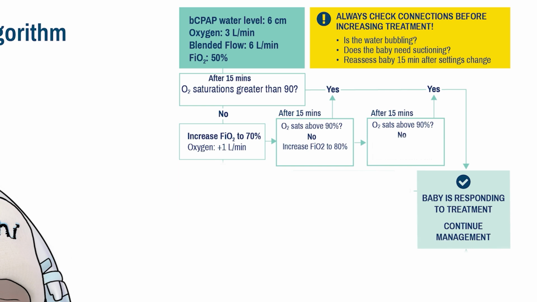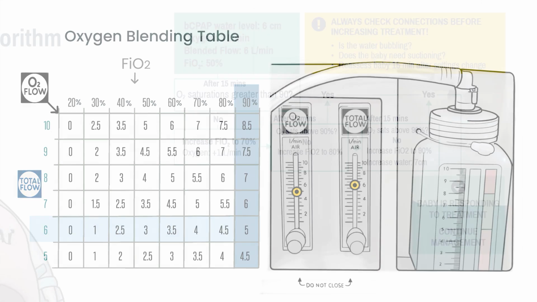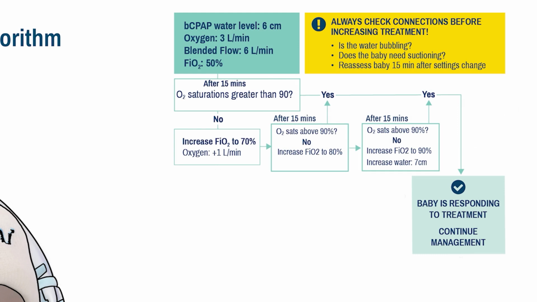This time, put the FiO2 to 90%, which means an oxygen flow rate of 5 liters per minute. And also increase the pressure by adding 1 centimeter of water into the bottle from 6 to 7 centimeters. This is the final step you would do by yourself. Once again, monitor 15 minutes later.